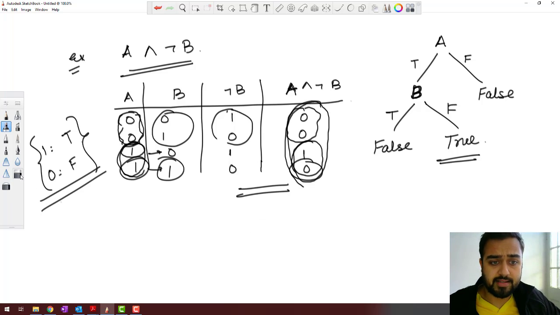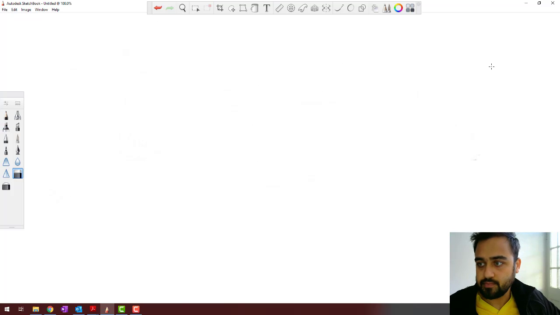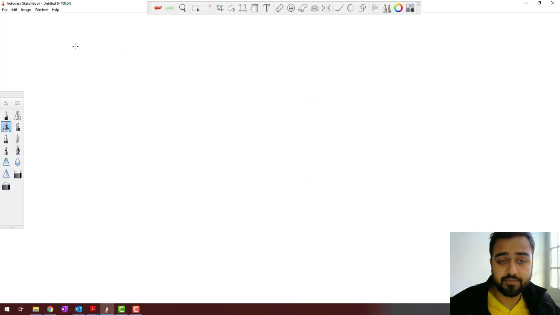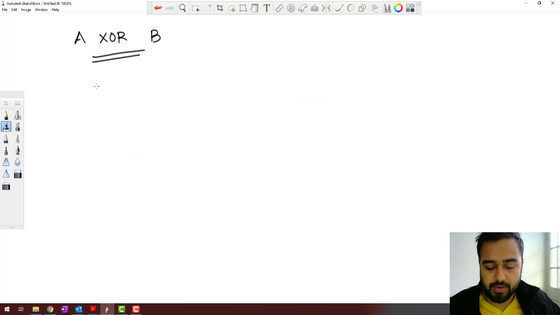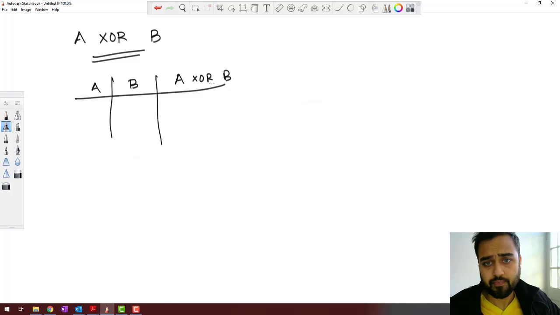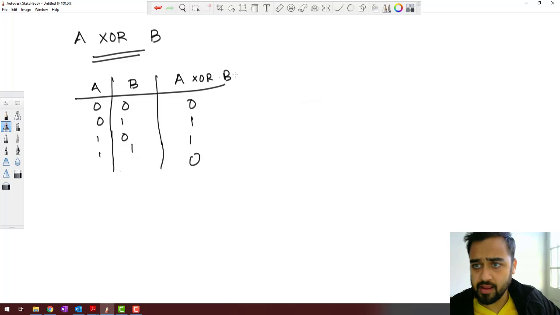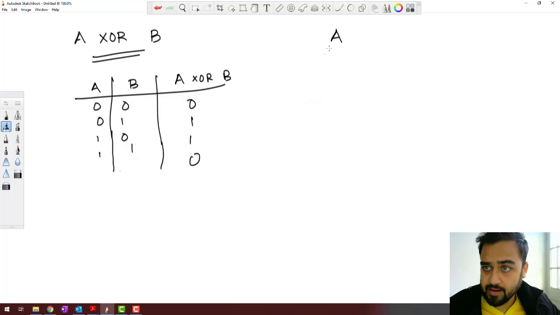All right. Let's take another example. Let's take A XOR B. If you take A XOR B, you build a decision table for A XOR B. You get 0 0, 0 1, 1 0 and 1 1. When you take XOR of A and B, the output would be 0, 1, 1, 0. That is the decision table for it. Now let's go about building a decision tree.